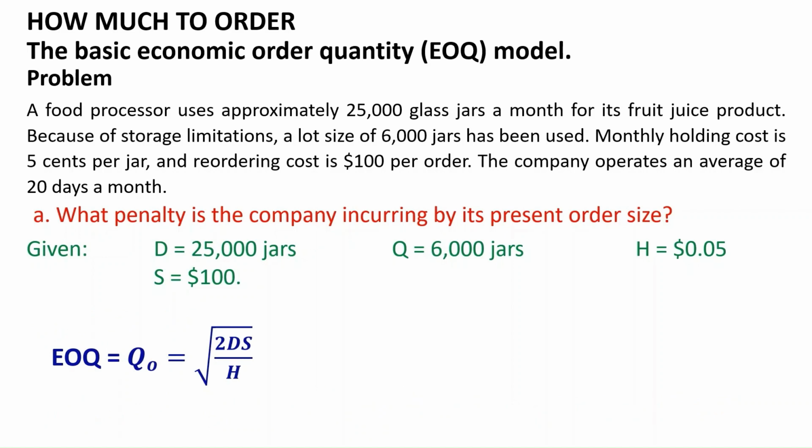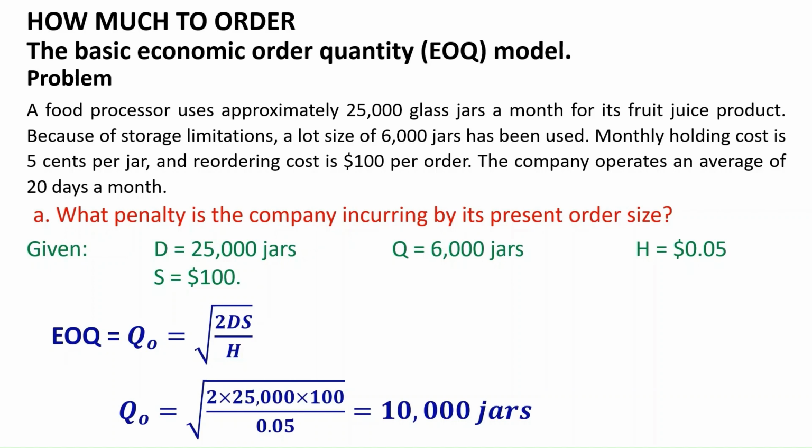The next step is to calculate the economic order quantity Q0. We know that EOQ or Q0 equals the square root of 2 multiplied by D multiplied by S divided by H. Substitute the given values, so Q0 equals the square root of 2 multiplied by 25,000 multiplied by 100 divided by 0.05, equal 10,000 jars. Now calculate the total cost corresponding to the economic order quantity Q0.